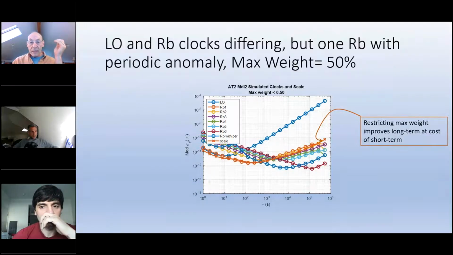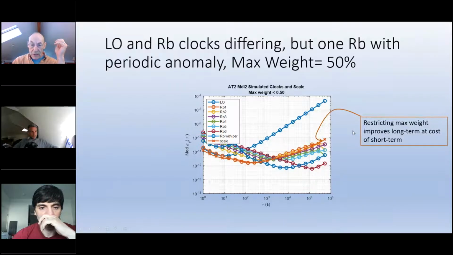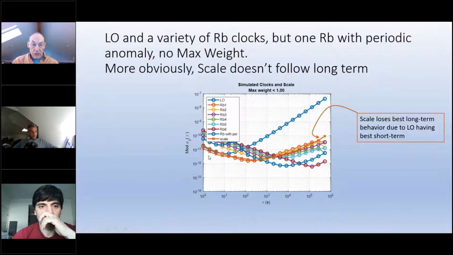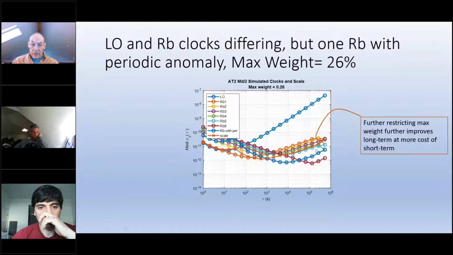One way to solve that is to restrict the maximum weight. If you look at where this curve with the X's in it is here, and I shift to the next one, you see it drops down a little bit in the long term. It also goes up a little in the short term. It's a little hard to see. If we restrict the weight more, it goes even better in the long term, and gets a little worse in the short term. So that's one solution, to simply put an arbitrary limit on the maximum weight and say only one clock can be 25 or 26% of the scale in this case.